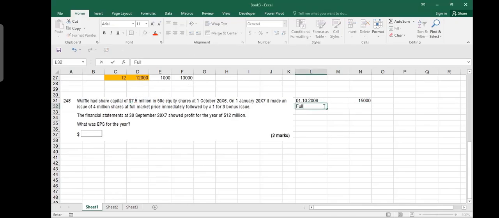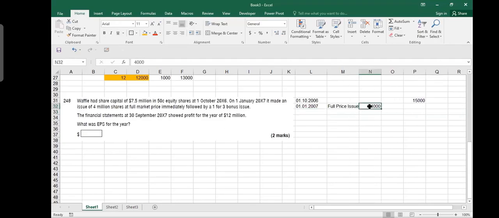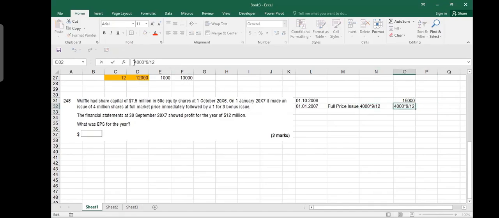Then you make a full price issue, like no discount, no bonus, no nothing: 4 million shares. When did you issue these 4 million shares? It was issued on 01/01/2007, after 3 months. What is your financial statement date? 30th September, right? So the original shares will remain with you for the full year, but these 4 million shares remain with you only for 9 months, so 9 divided by 12. Agreed? From January until 30th of September.